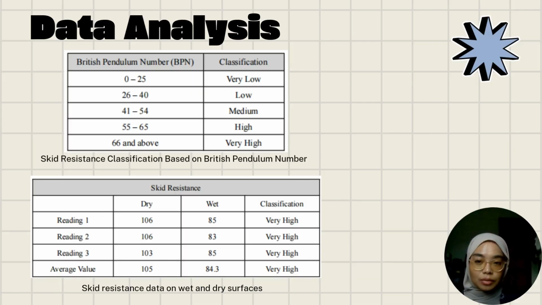Our test results show an average British pendulum number of 105 in dry conditions and 84.3 in wet conditions. Both values fall into the very high skid resistance classification, meaning the pavement provides excellent friction and braking performance even when the surface is wet. The small variations between repeated readings suggest that the test setup and procedure were consistent, which increases the confidence in the reliability of the data.